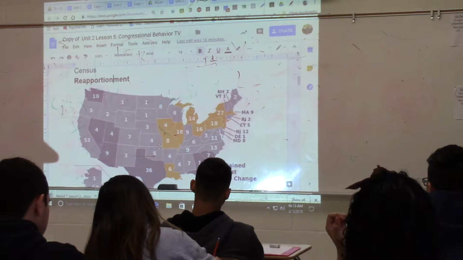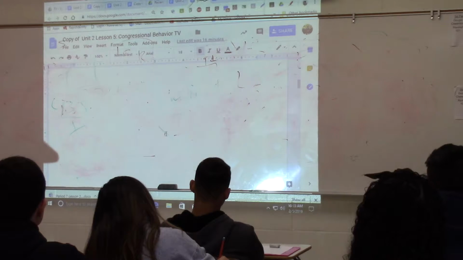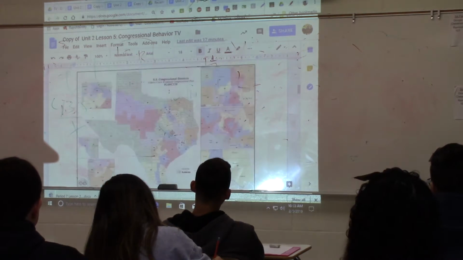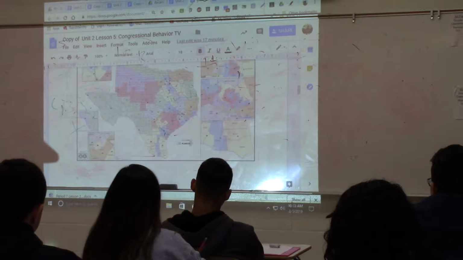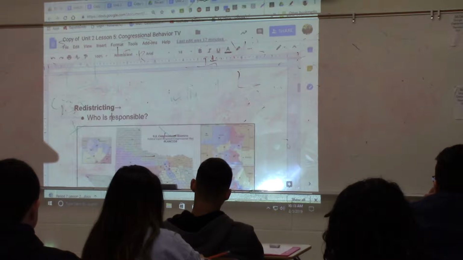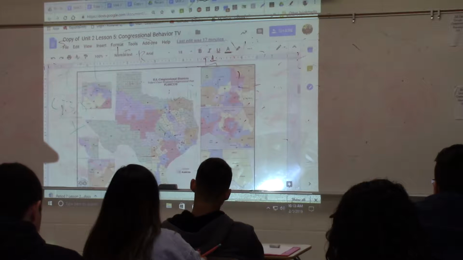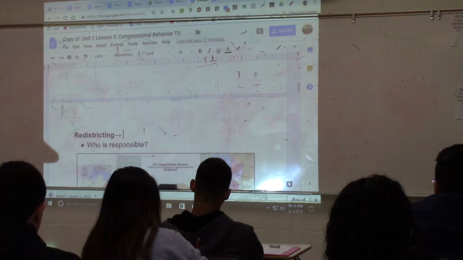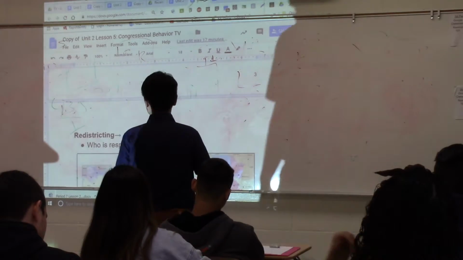So each state gets a number of seats in the House of Representatives based on its population, and it is the responsibility of a state to do what we call redistricting. How many representatives do we have in Texas for the House? 36, and it is the responsibility of the state legislature, the state government, to divide Texas into 36 districts. And this is how your state is divided. So redistricting means the drawing of district lines.